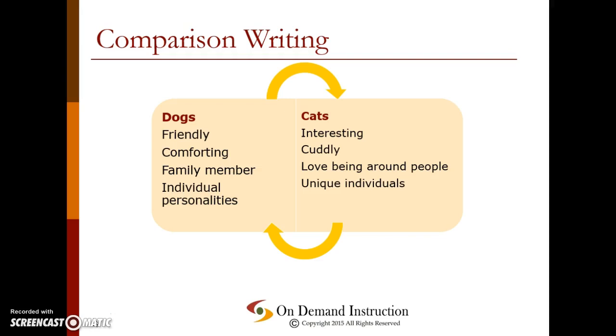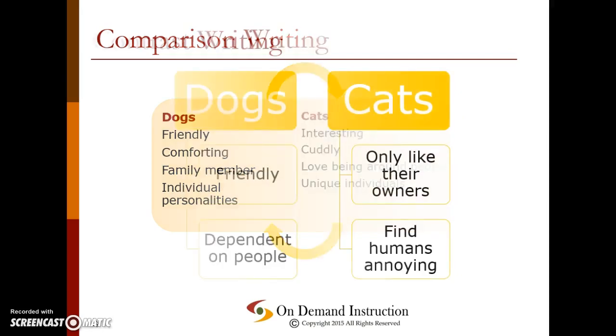In comparison writing, we want to show how two or more things are similar to each other. Our example for our purposes here is showing how cats and dogs both make pretty good pets. So with comparison writing, we're going to show how the two are similar. Here we're showing that one is friendly, one is interesting. Those are pretty similar. One is comforting, one is cuddly. Those are pretty similar too. So here you can see that in our dogs column, they match up pretty well to the items in our cats column. Two animals are pretty similar to each other.